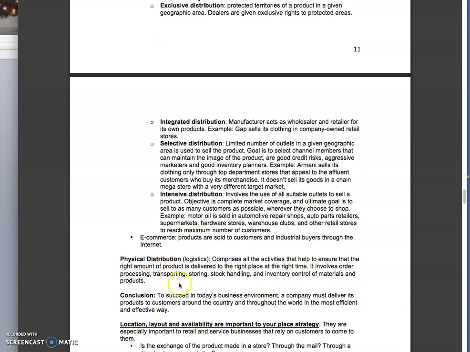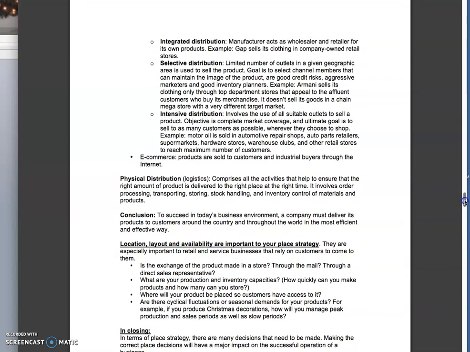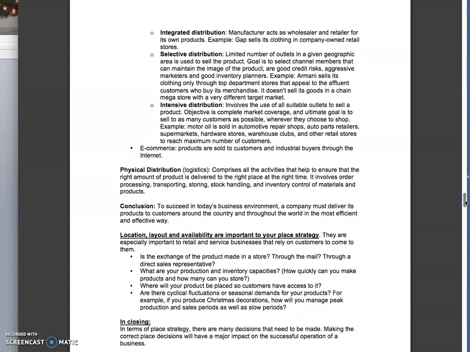So as far as place strategy, you need to figure out, in today's business environment, a company must deliver its products to customers around not just their community, not just their region, not just their state, not just their country, but potentially throughout the whole world in the most efficient and effective way, so that they are able to meet their goals. Now, also within place strategy, we're really looking at the location, availability, able to get their products to their customers, where it's made, control over their products as far as quality control, which really ties into the costs of places.